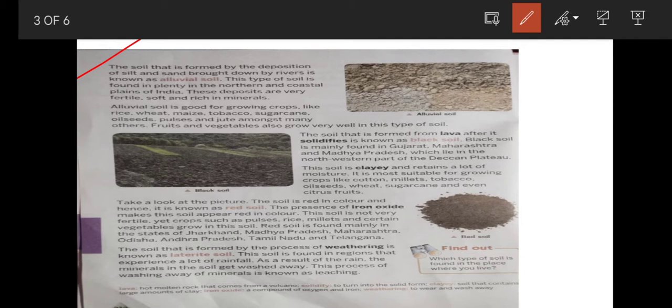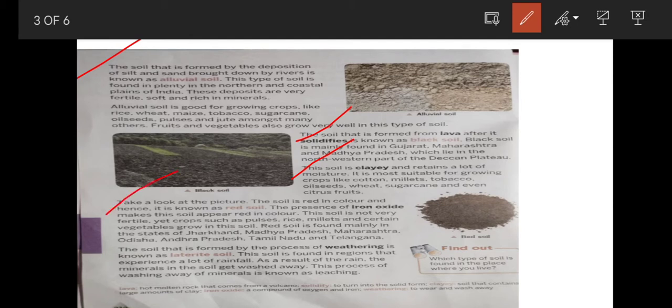The soil that is formed from lava after it solidifies is known as black soil. Black soil is mainly found in Gujarat, Maharashtra and Madhya Pradesh, which lie in the northwestern part of the Deccan Plateau. This soil is clayey and retains a lot of moisture. It is most suitable for growing crops like cotton, millets, tobacco, oilseeds, wheat, sugarcane and even citrus fruits.